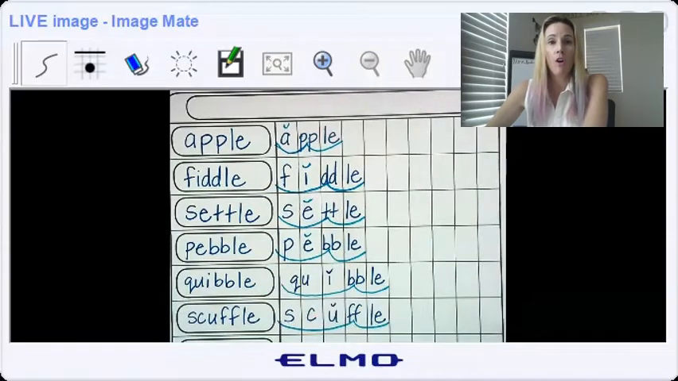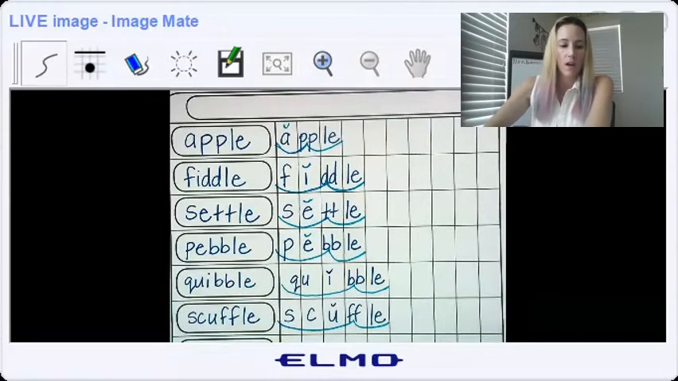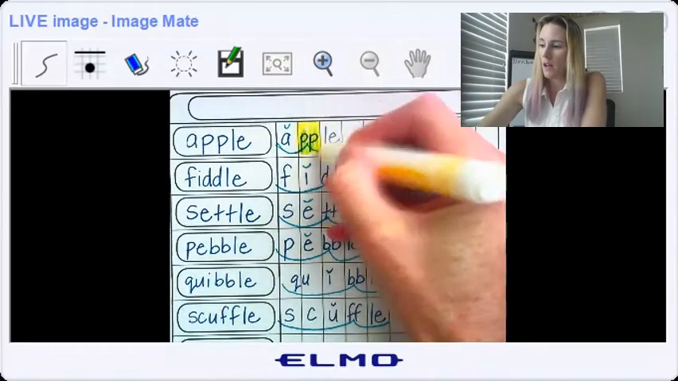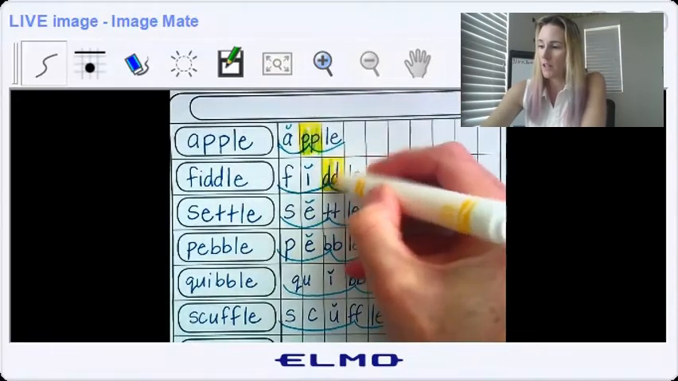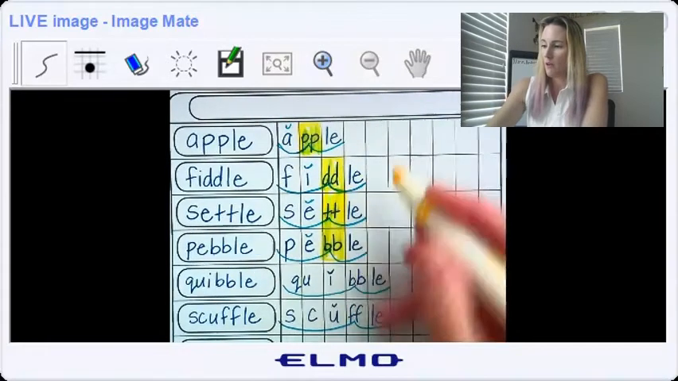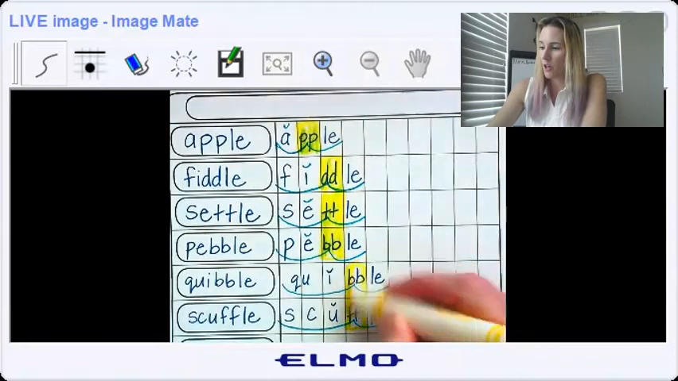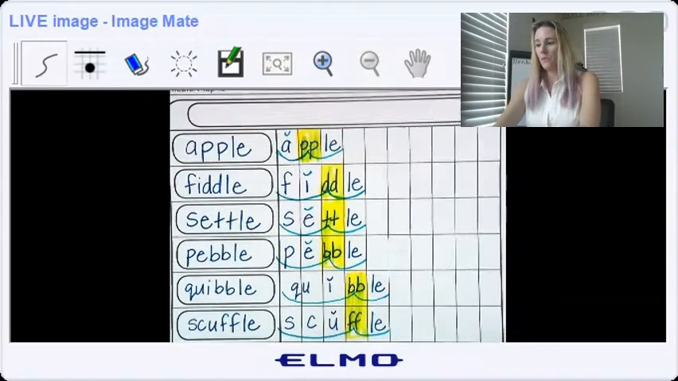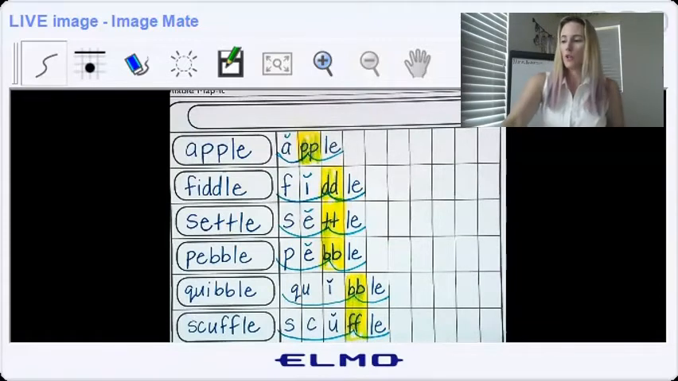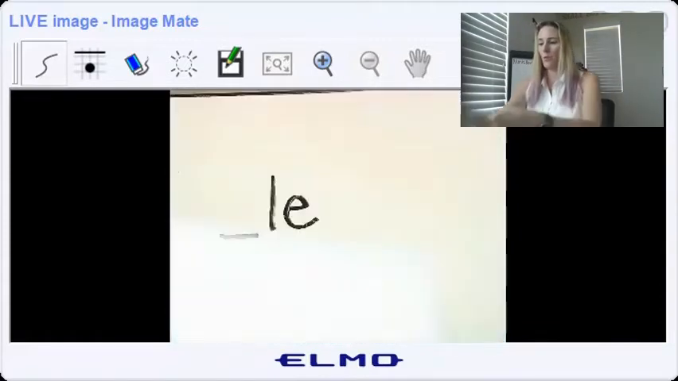These words all have a short vowel sound. And what you notice is after the short vowel sound, we had a double consonant in these words. So the double consonant came directly after that short vowel, okay? So that's part one of your words.